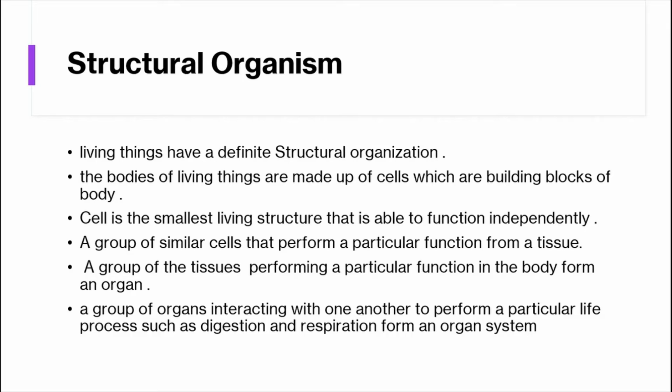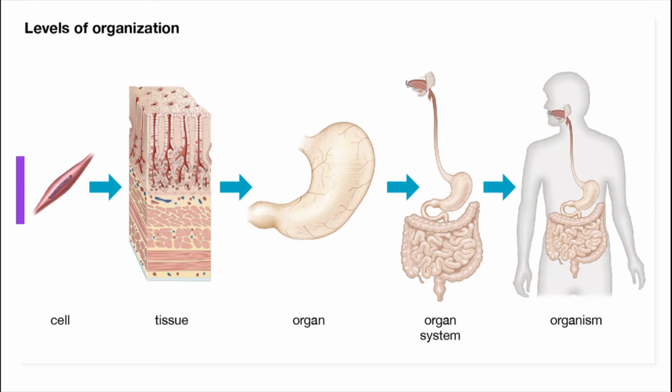A group of similar cells that perform a particular function form a tissue. A group of tissues for performing a particular function in the body form an organ. A group of organs interacting with one another to perform a particular life process such as digestion and respiration form an organ system. These are the levels of organization.